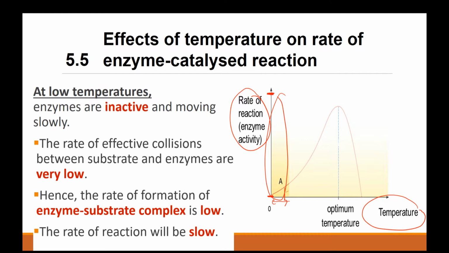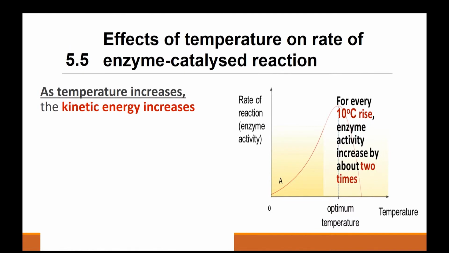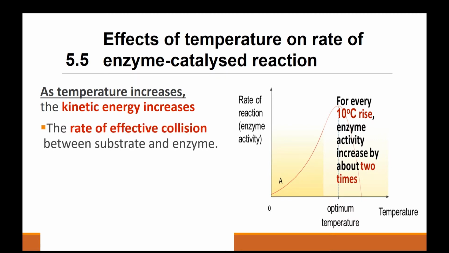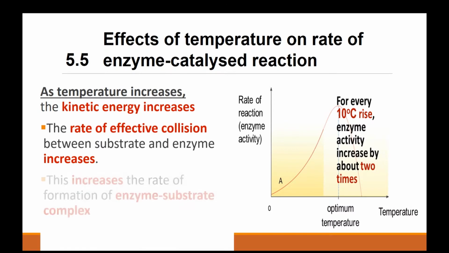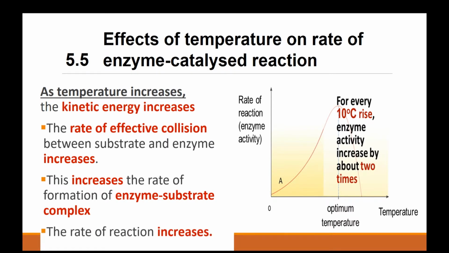Now, as the temperature continues to increase, you realize that the rate starts to increase as well. This is because as the temperature increases, the amount of kinetic energy actually starts to increase. Now, what do I mean by that? The enzyme will start to have more energy to move around. Remember your solid liquid gas? When you heat up something, they start to have more energy and they start to move around more violently. So, same thing over here. Then the rate of effective collision between the enzyme and substrate starts to increase. And as a result of that, you start to have more and more of your enzyme substrate complex, and the rate of reaction will start to increase as well.